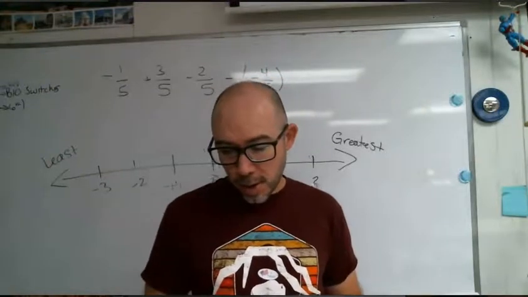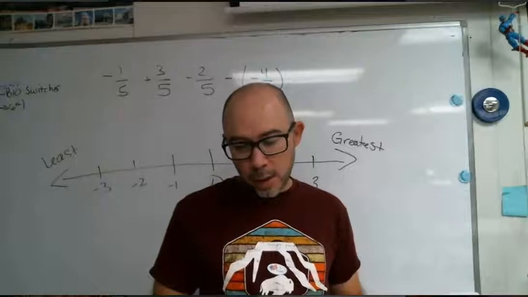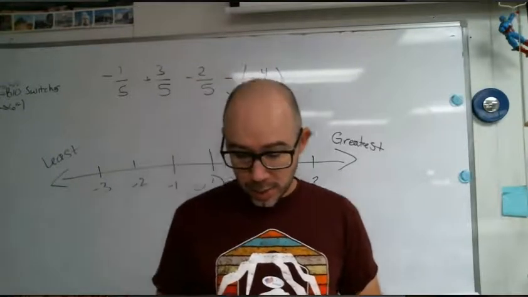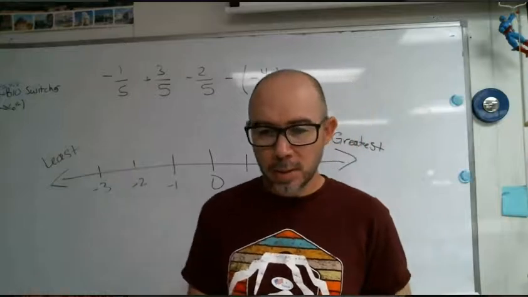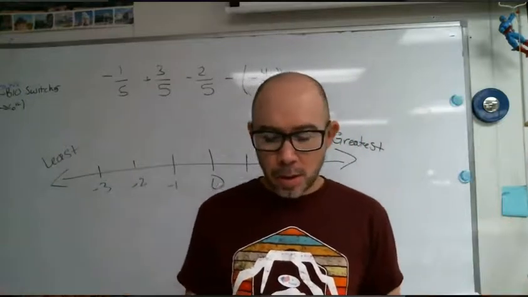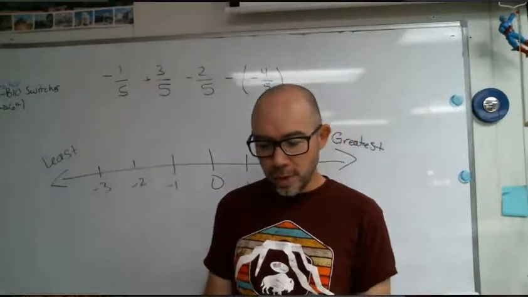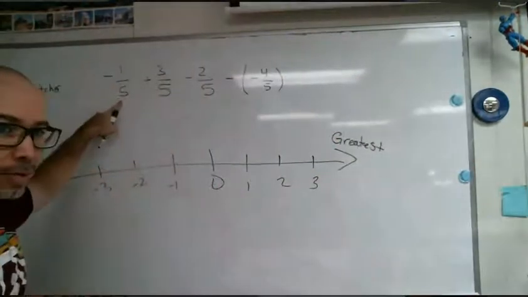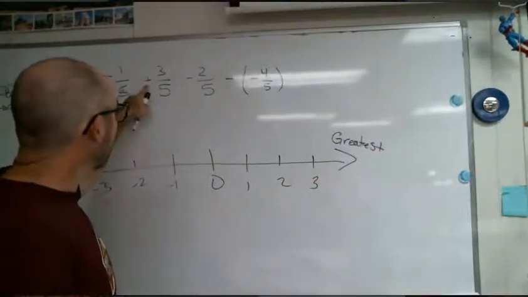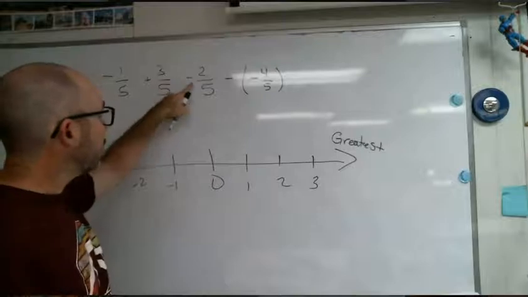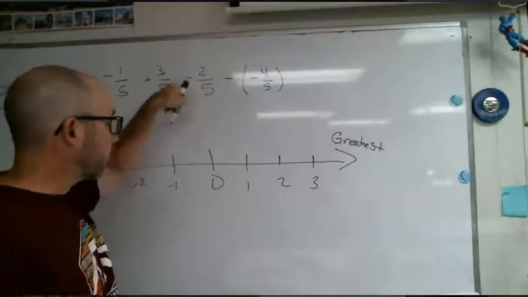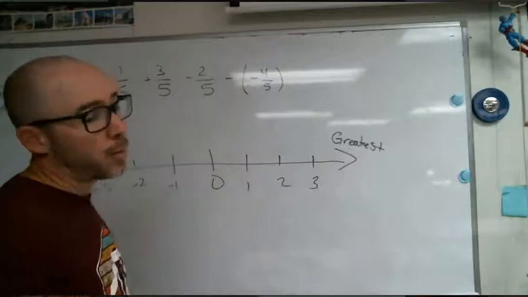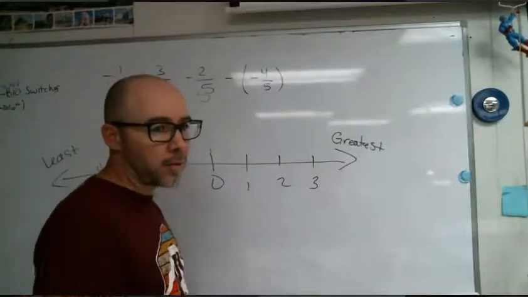Our first problem, example 1a, deals with fractions. 1b is going to deal with decimals, numbers with decimal places. They're both rational numbers, okay? You can write either of them as a fraction if you really wanted to. What we have here first is negative 1/5 plus 3/5 take away 2/5. We're going to probably fix that, and then take away a negative 4/5, or subtract a negative 4/5.